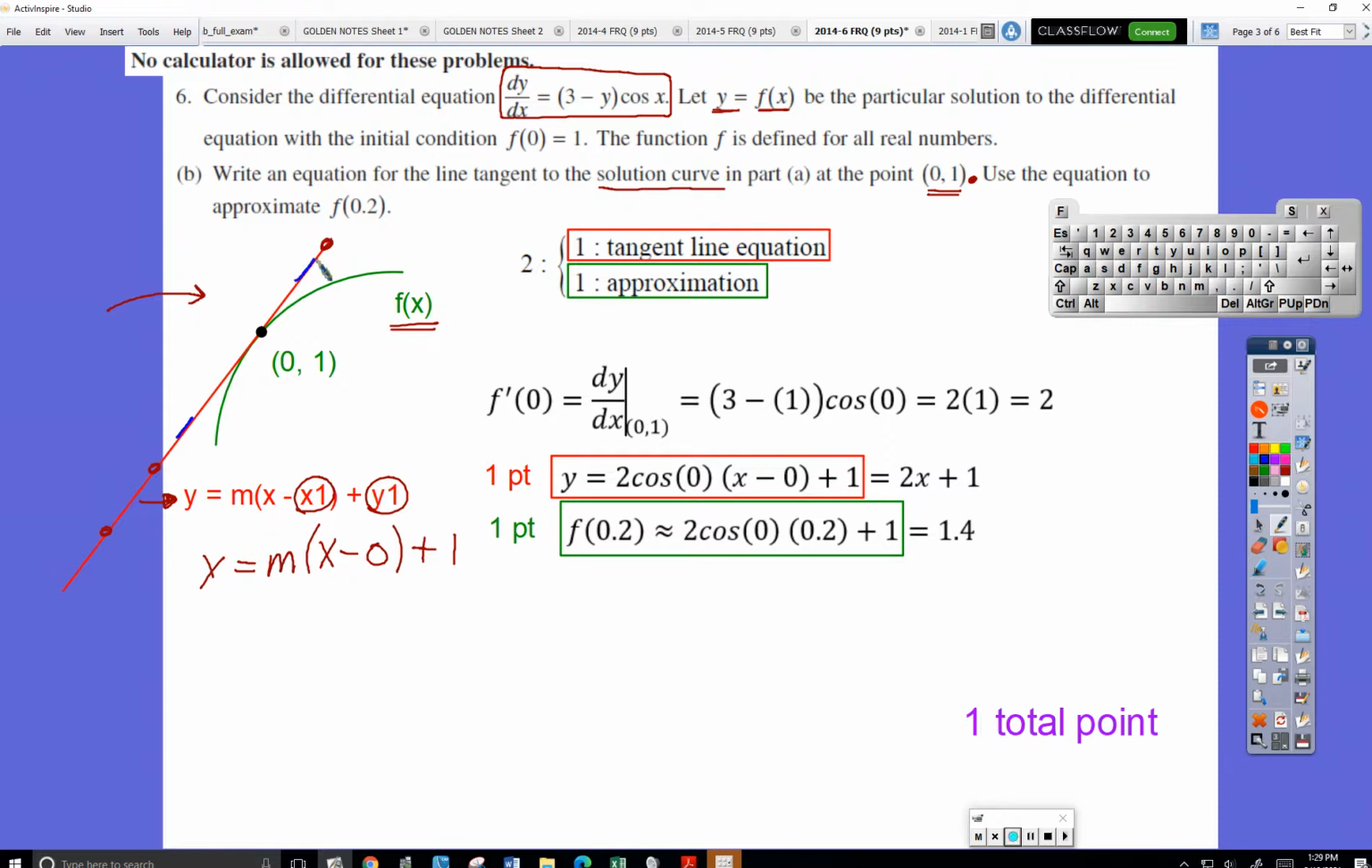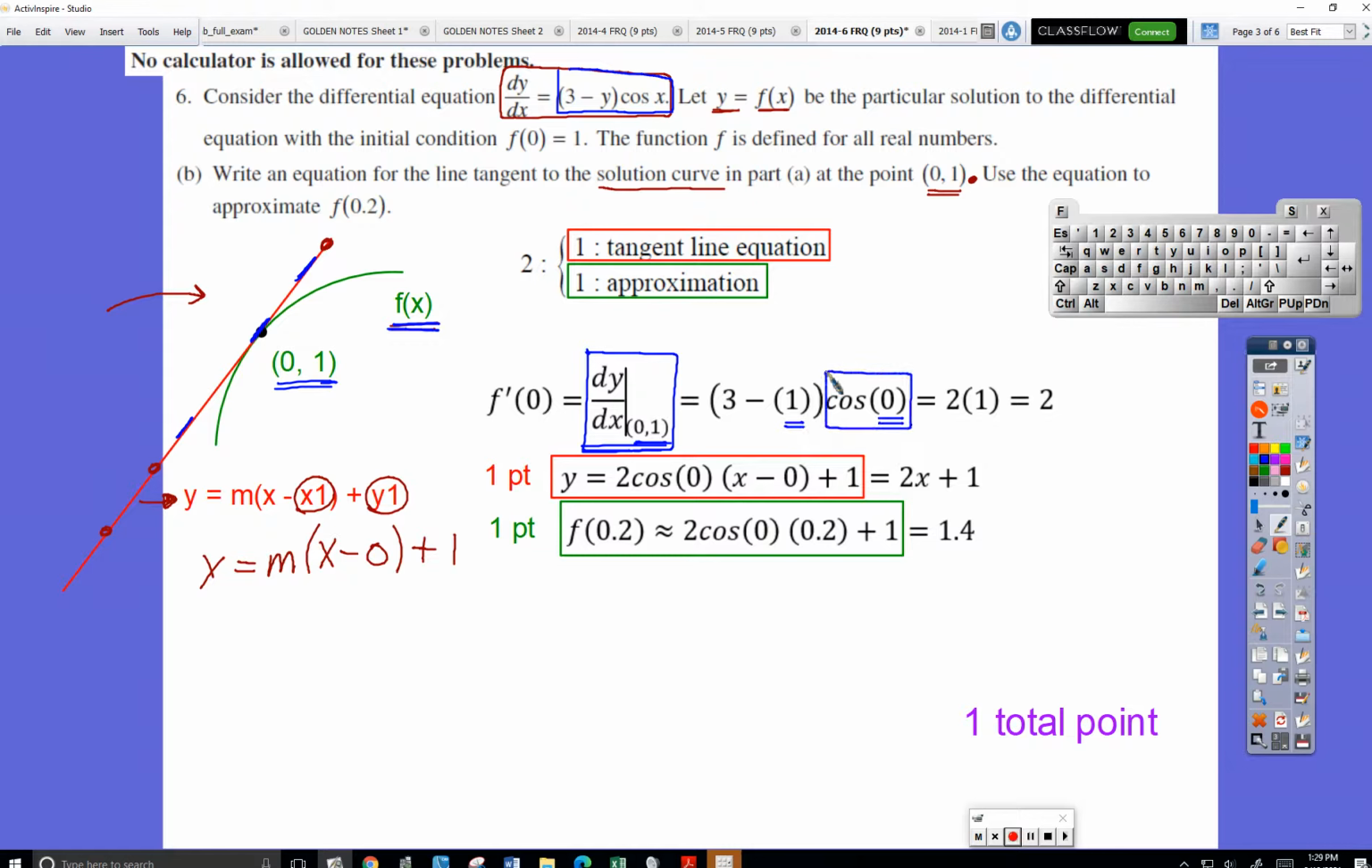But because the line is tangent to f, the slope of the red line is exactly the same as the slope of f at this point. Well, the formula they gave us, dy dx, that's how you find the slopes of f. So I want to write down the slope of f at a point 0, 1. That's got to equal whatever this formula gives me when I plug in 0 for x and 1 for y.